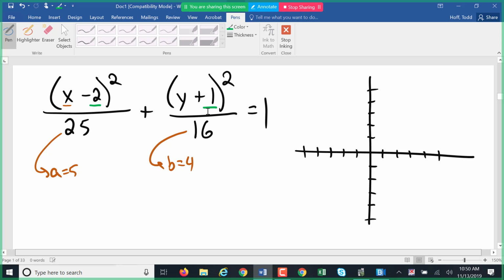Remember, it's always the coordinate of x is always subtracted from x. The coordinate of y is always subtracted from y. So this is x minus 2, which means that's at 2 for the x coordinate. Y plus 1 really means that the y coordinate's at negative 1. Think of that as y minus a negative 1 to get the y plus 1. So at 2, negative 1, that is the center of our ellipse.